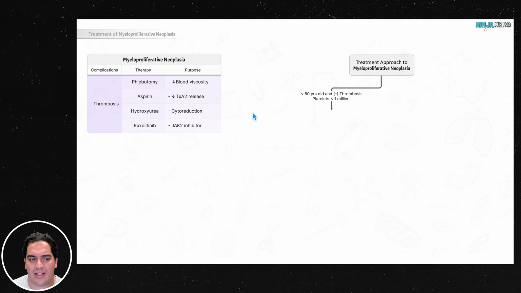Now, splenomegaly really involves ruxolitinib. That's a heavy utilization of ruxolitinib, when a patient has severe splenomegaly. So again, if I don't have any splenomegaly, then if this is the case, I'm probably going straight to aspirin. The only time I'll consider phlebotomy in addition to aspirin is if they have polycythemia vera.